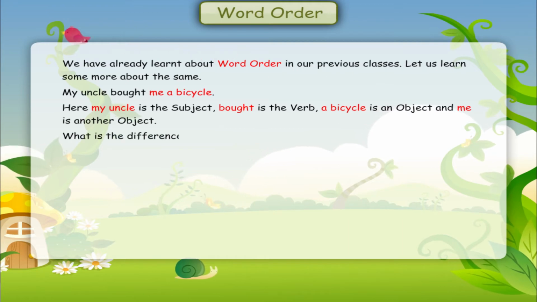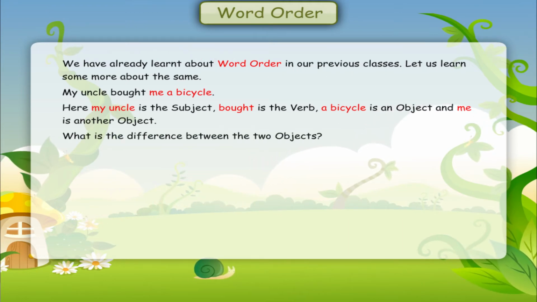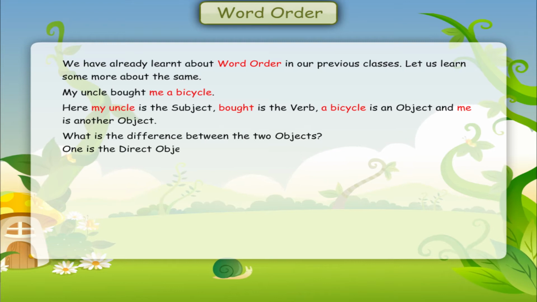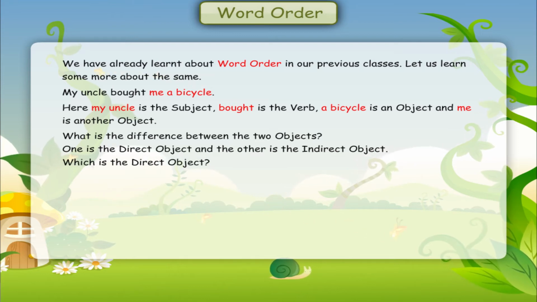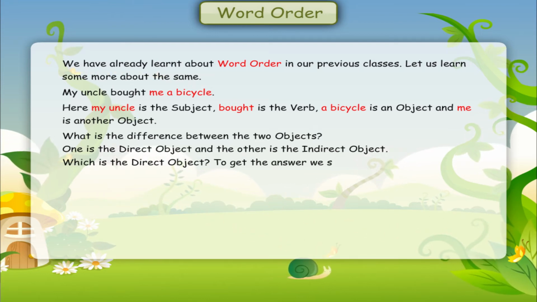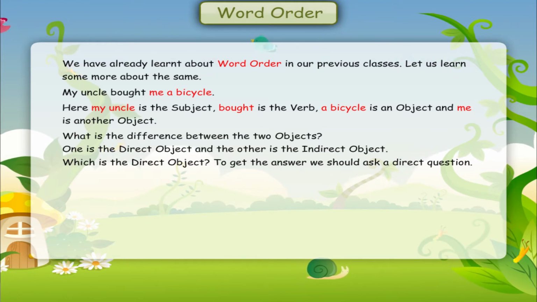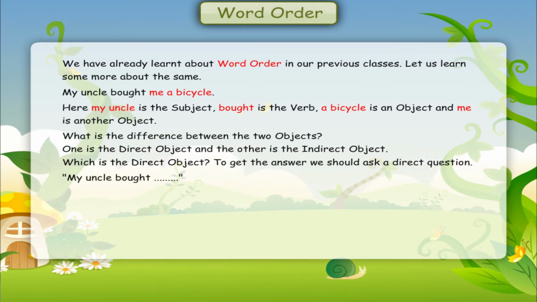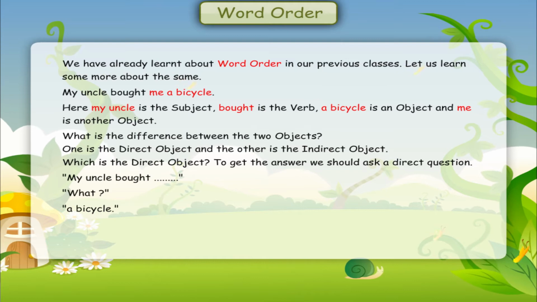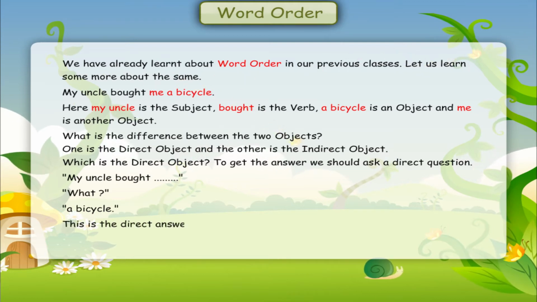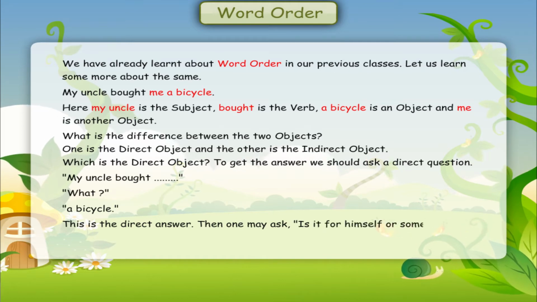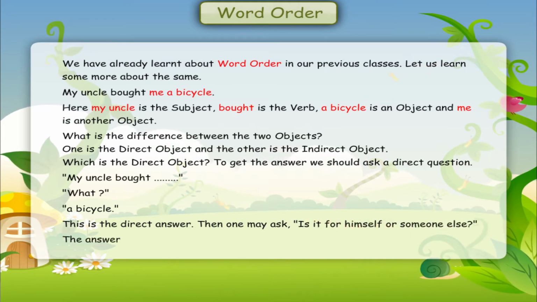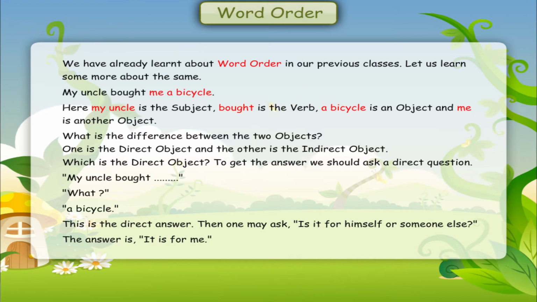What is the difference between the two objects? One is the direct object and the other is the indirect object. Which is the direct object? To get the answer, we should ask a direct question. My uncle bought what? A bicycle. This is the direct answer. Then one may ask, is it for himself or someone else? The answer is, it is for me.